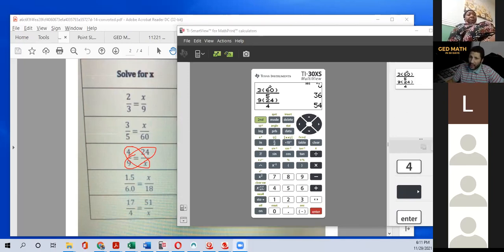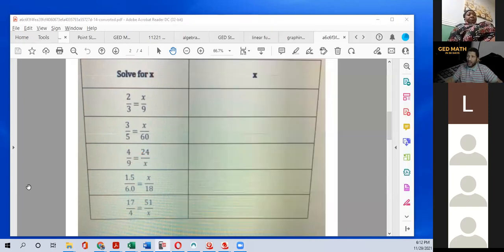Again, be prepared for ratio and proportions. You'll probably have 3 to 4 problems. Now we look at problems like this, when you got decimals or some kind of funky looking numbers. It doesn't matter if you have decimals. It doesn't matter if you have fractions. It does not matter. Again, you're doing the same thing. Okay, so I'm going to multiply 1.5 times 18, and then I'm going to be dividing by 6. So I'm going to grab my calculator.